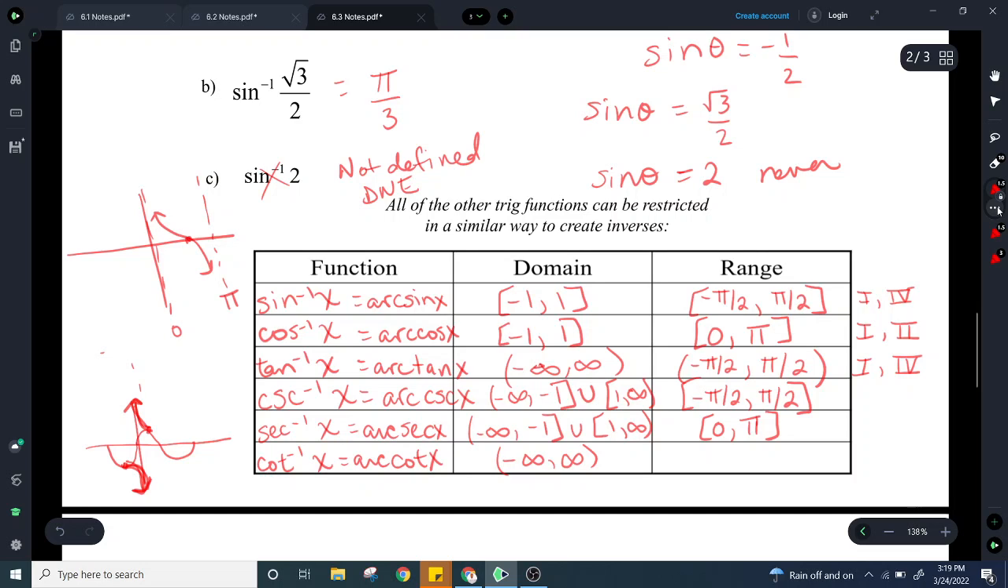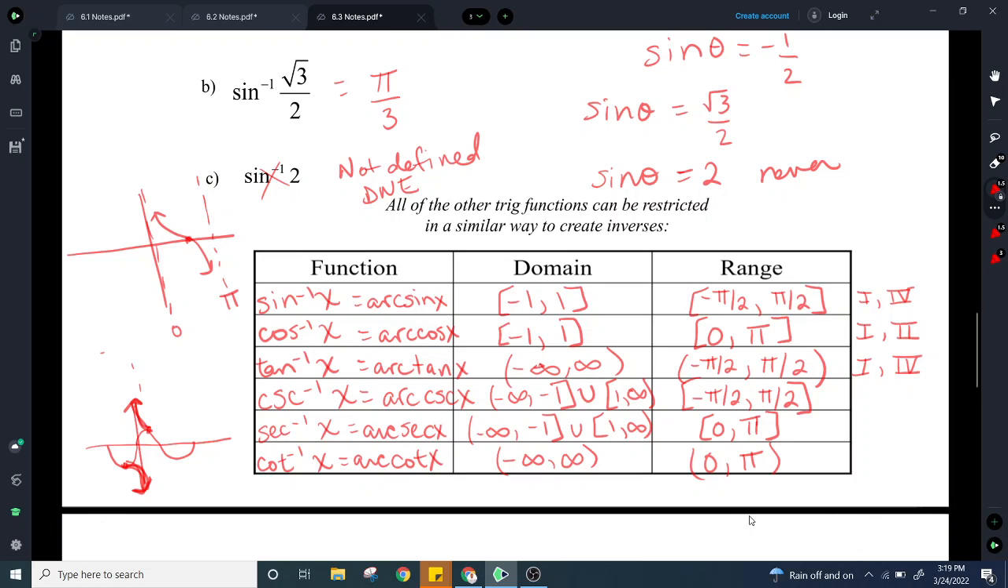So that's going to be your range for your arc cotangent, from 0 to pi, but it's not going to include the endpoints because of those asymptotes. So it's going to look like that. Okay. And like I said, I'll provide you this chart on the test. However, I do expect you to at least remember the ranges for the first 3.